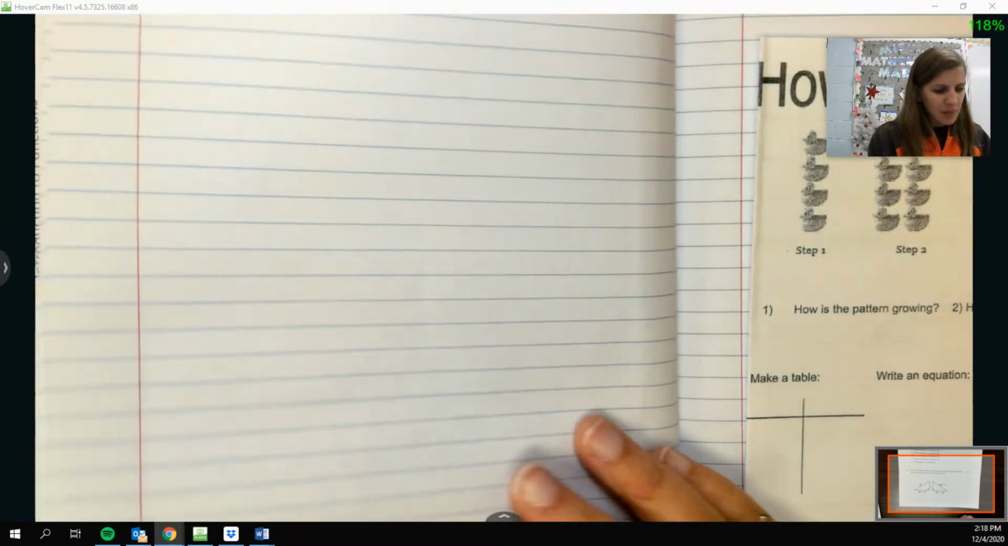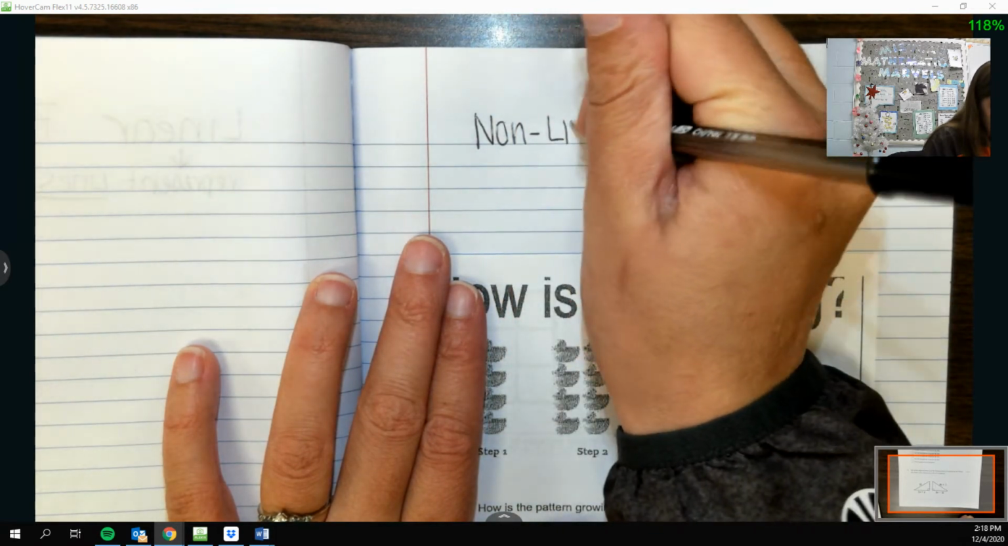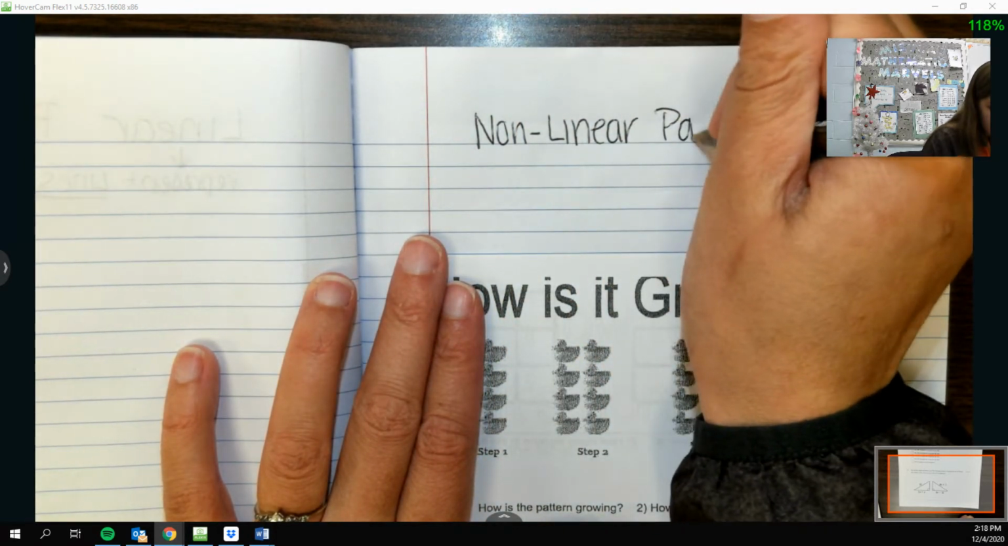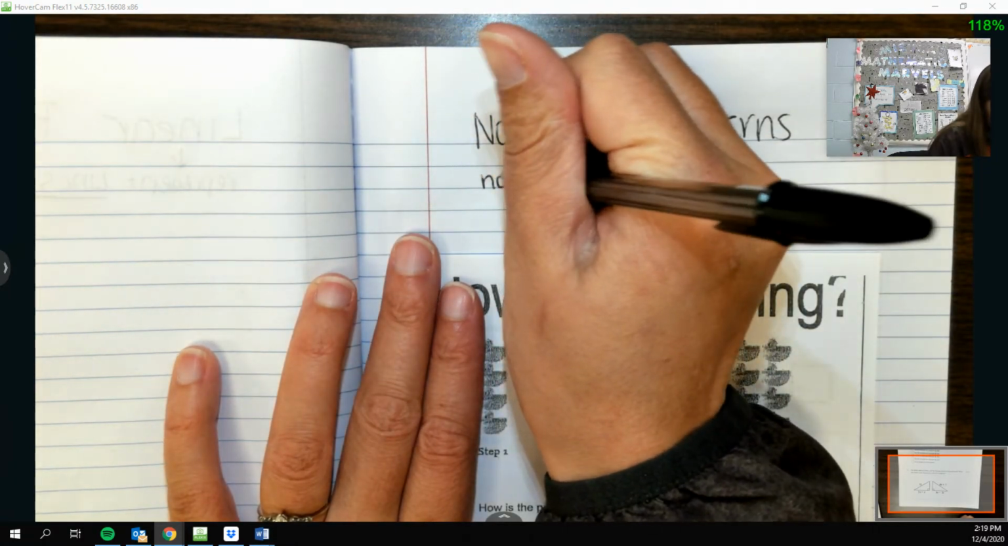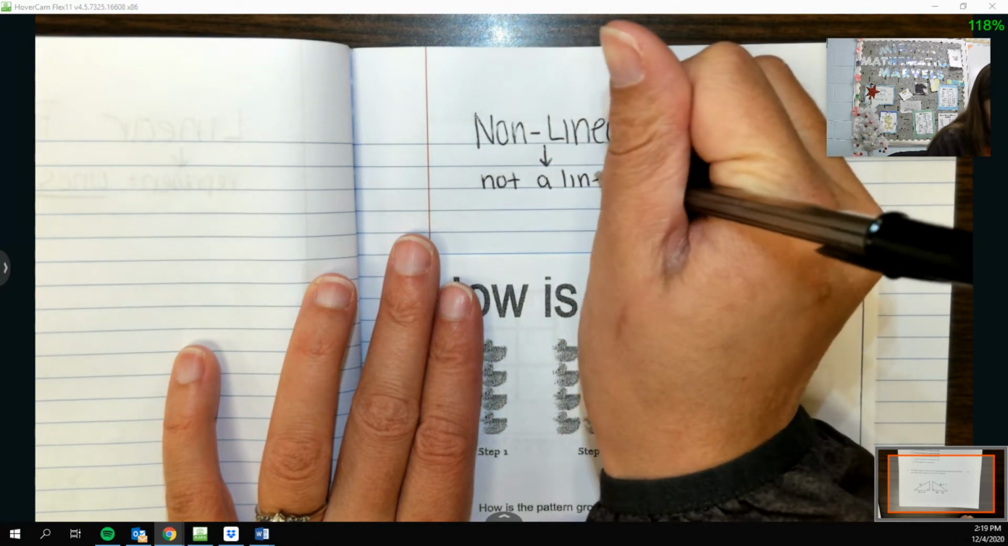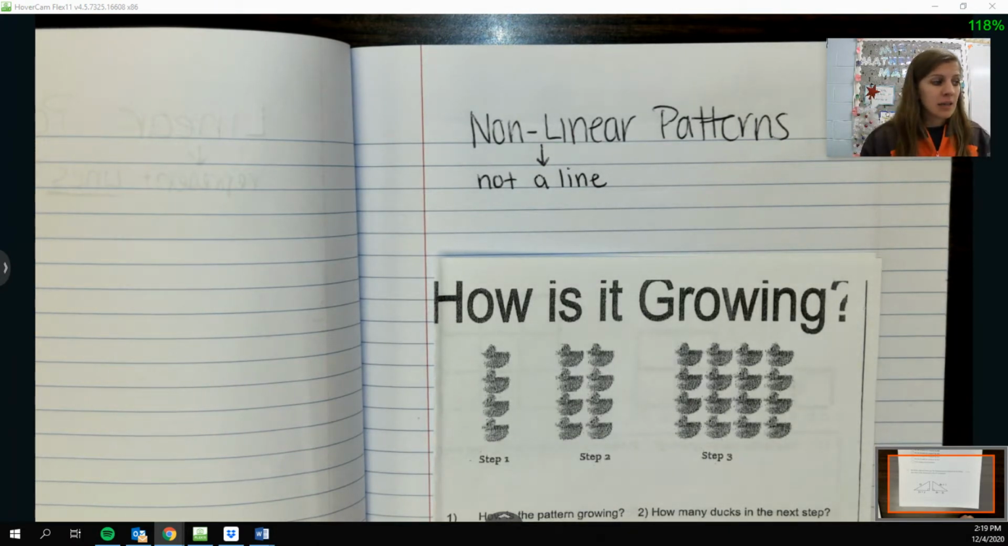So if we turn the page to 48, we don't have anything on that one. On 49 at the top, we will write nonlinear patterns. So nonlinear just means not a line graphically. It might be like a curve, or it might just be a random smattering of points, or might not even be a function. So it just kind of depends. And when we look at a table and an equation too, there are other ways to tell, but the big deal is it's not a line.